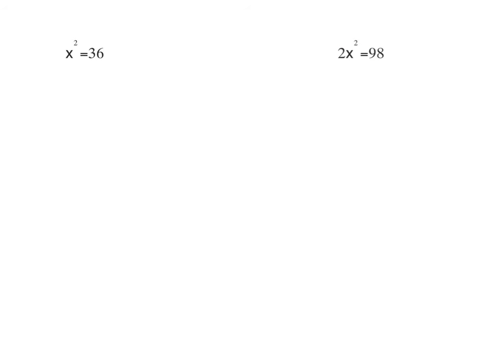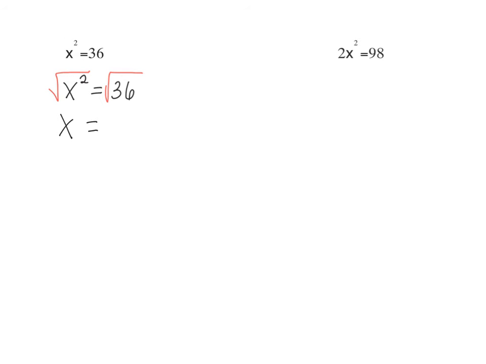Okay, so let's look at this problem. This says x squared equals 36. So remember, I can choose to solve by square roots because I only have an x squared term. I don't have another x term. So to solve this, I am going to take the square root of both sides, because that's how I want to undo something that's squared. The square root of something squared is just itself, so this is just x equals.